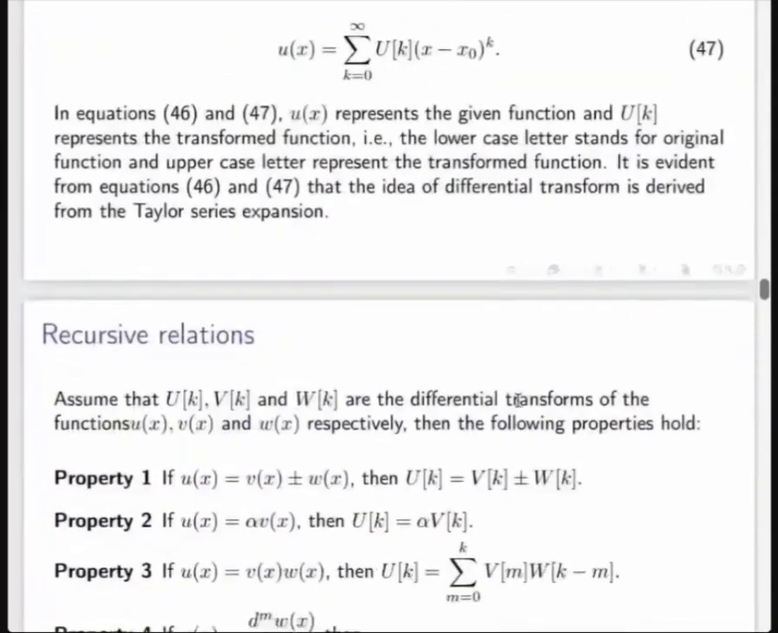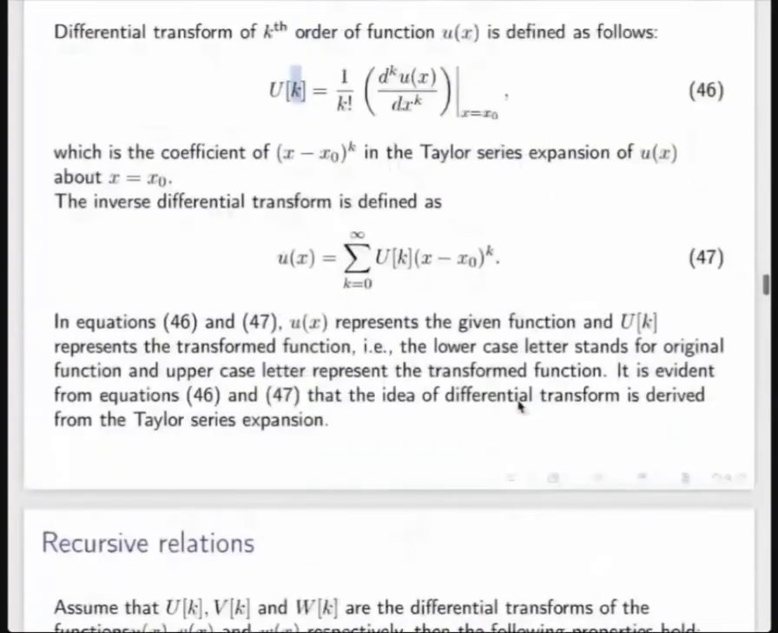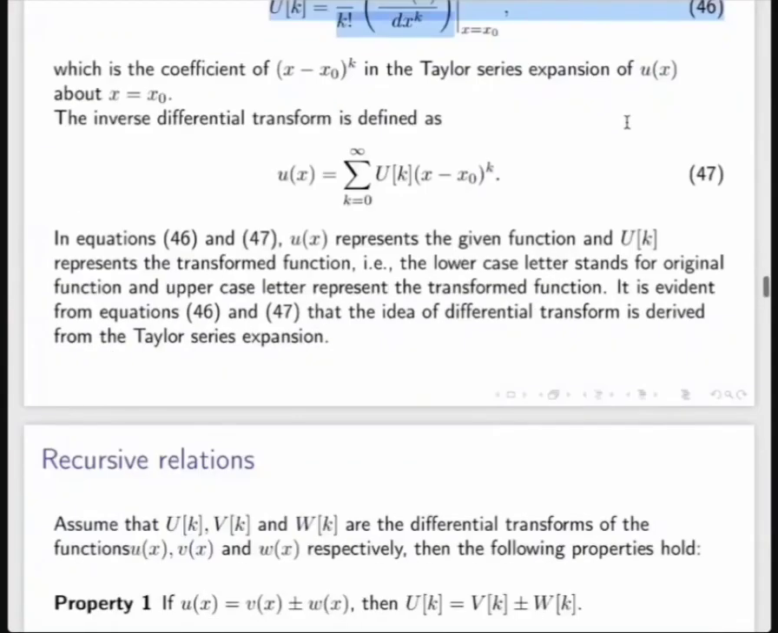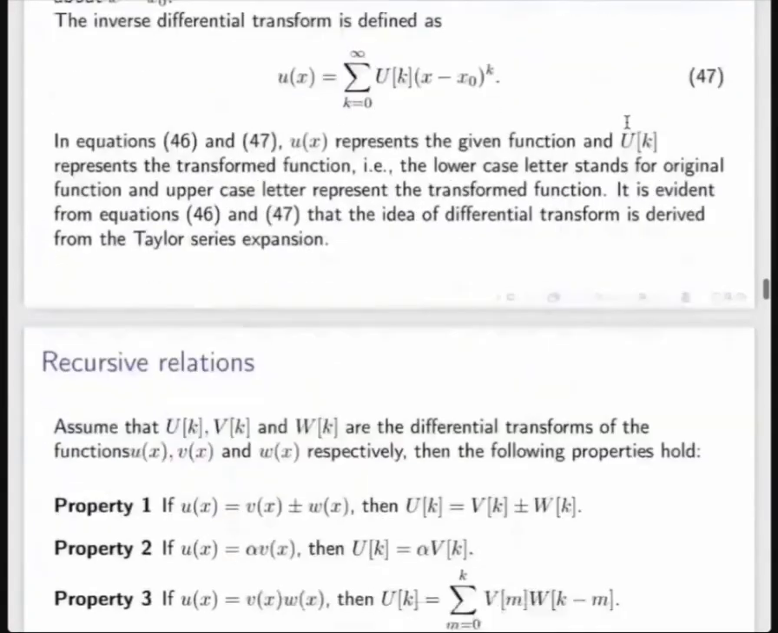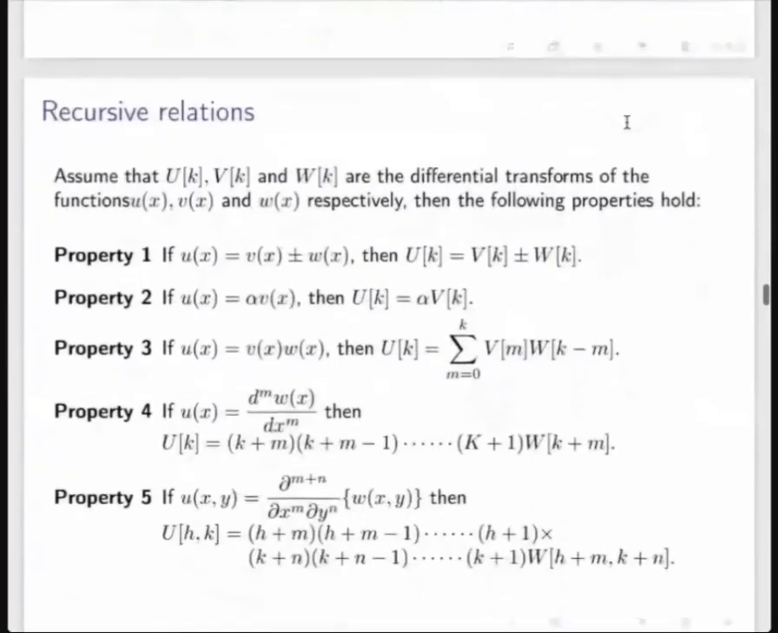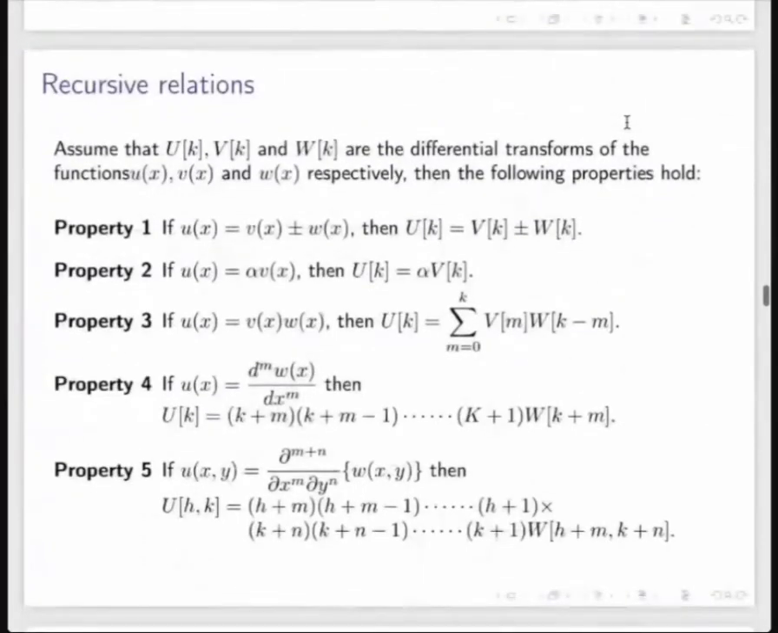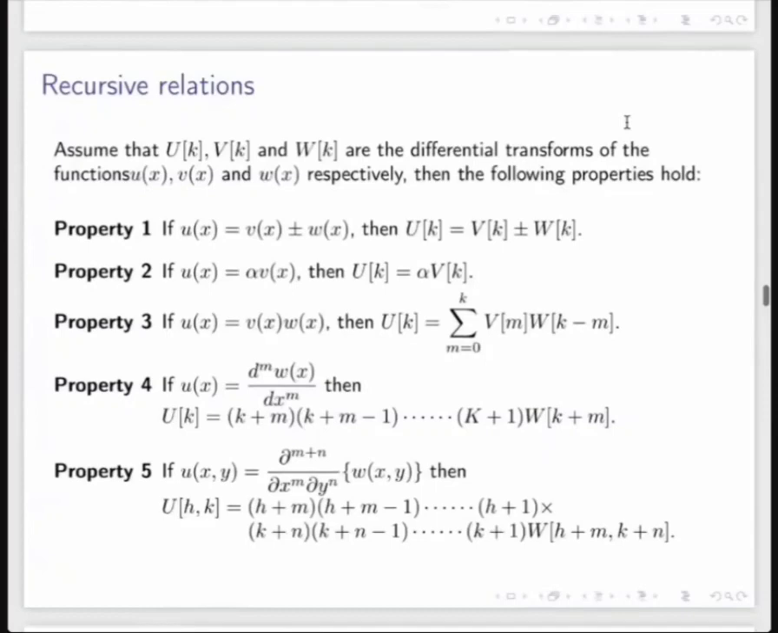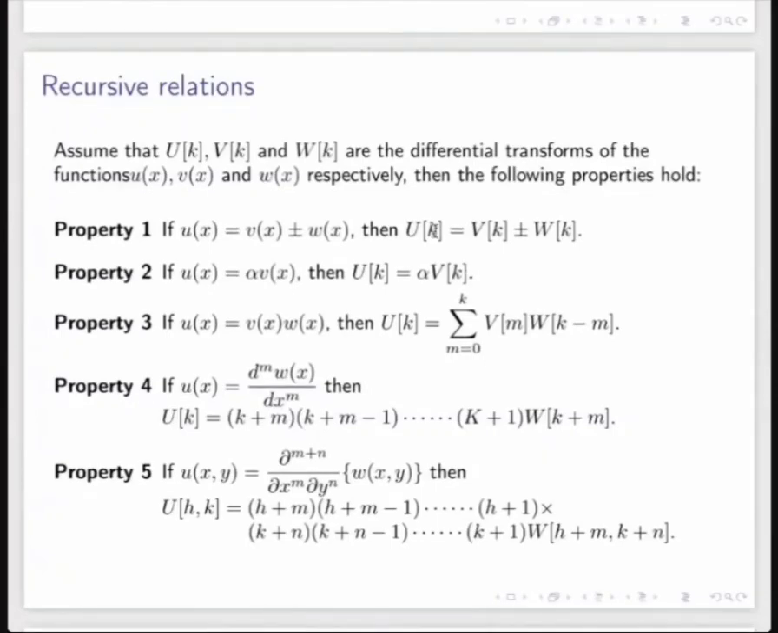So there are some properties of this transform. By using definition 46, you can derive a lot of properties of this differential transform. So I list a few properties which will be used for the present study, okay? So property number 1 and 2 are the linearity property of the differential transform.